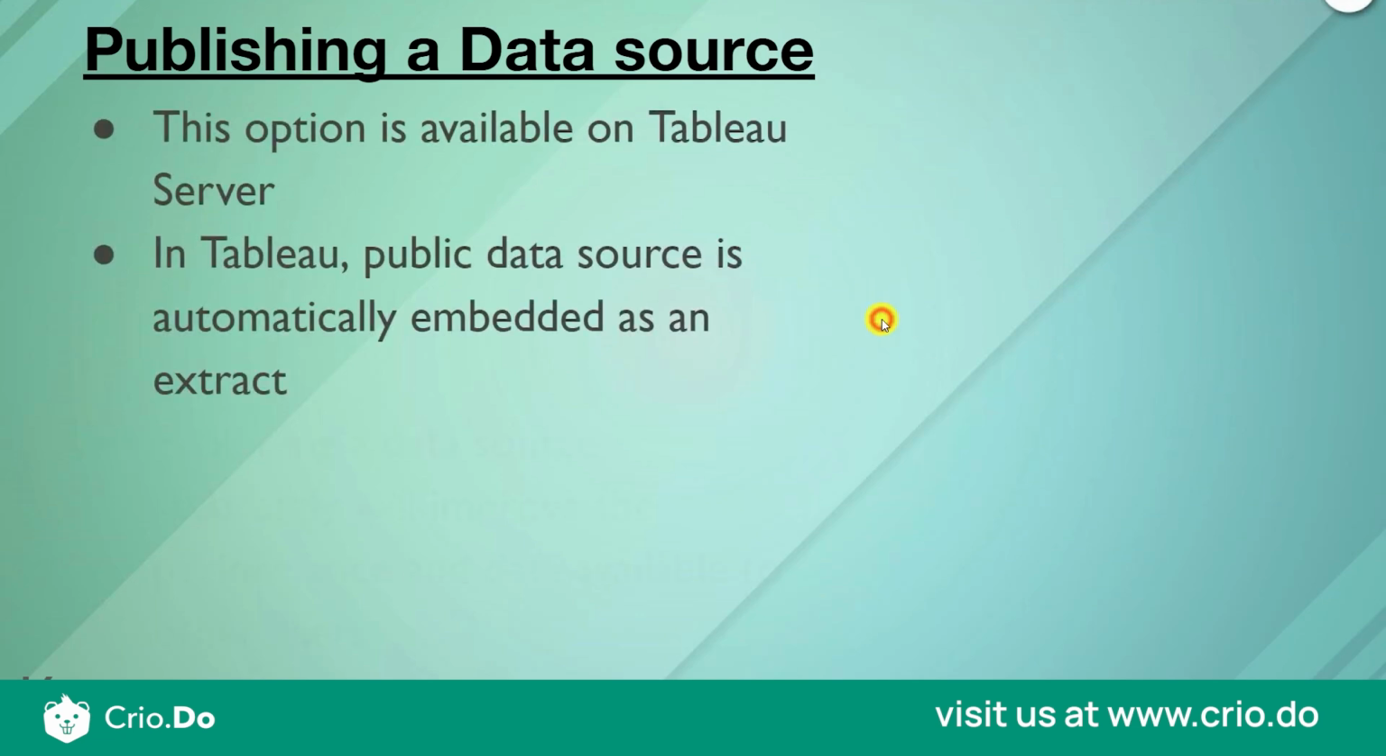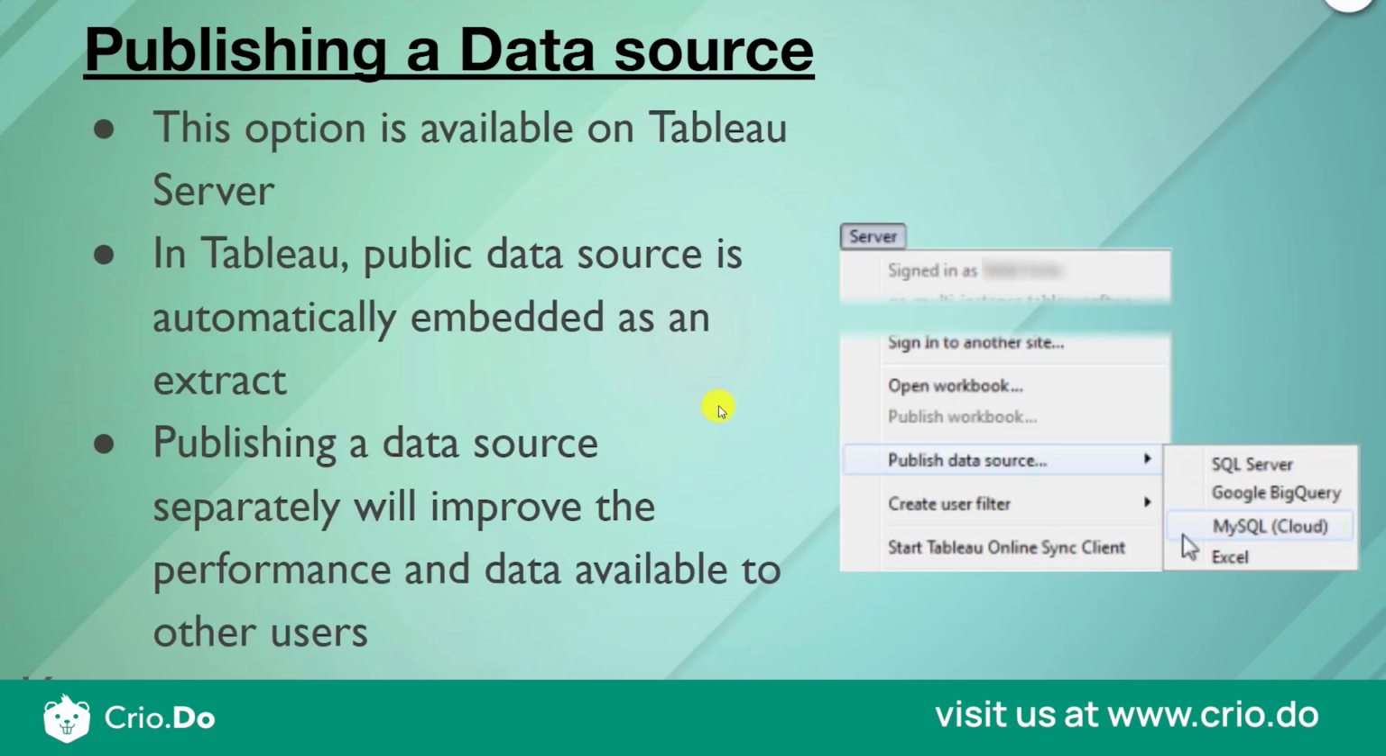Publishing a data source contains different options, and these options are available on Tableau Server. If you're publishing the data source only, you have to publish it from Tableau Server, because this option is only available there. But in Tableau Public, the data source is automatically embedded as an extract. You can't publish a live data source onto Tableau Public. You must extract the data, and this data source is embedded inside the Tableau dashboard, and only then can you publish onto the Tableau Public site.